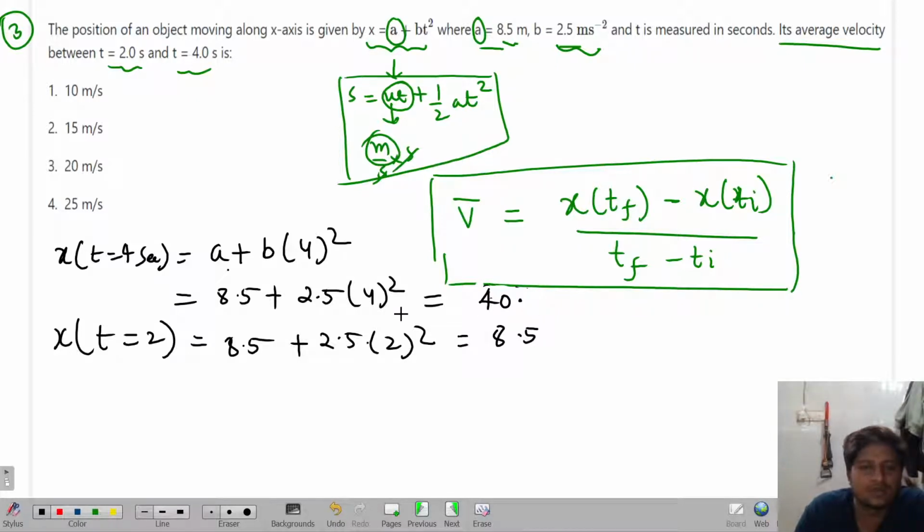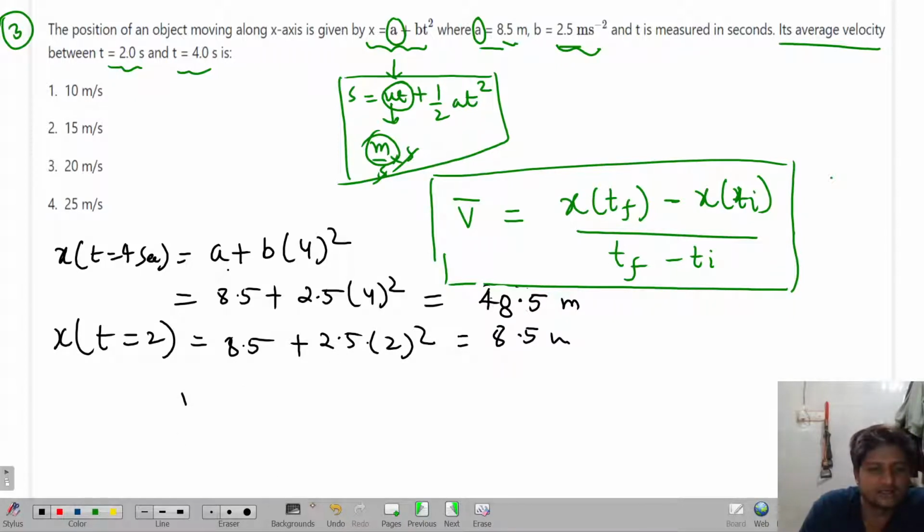Do not go that way. So it is how much? 2.5 into 16 is 40. Plus 8.5 is 48.5. So displacement at this time is 48.5. Displacement at t equal to 2 is 8.5 meter.